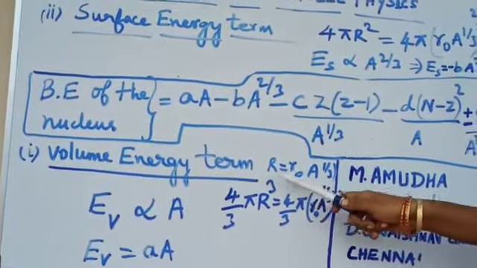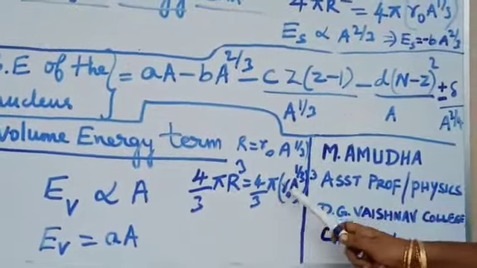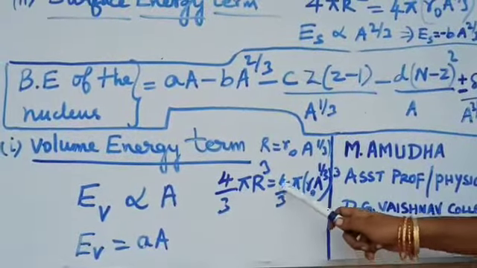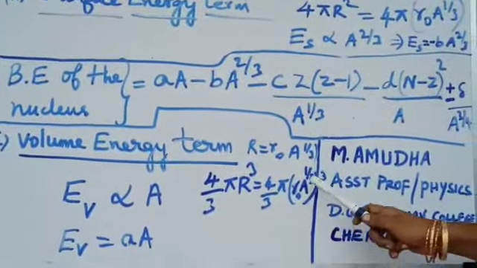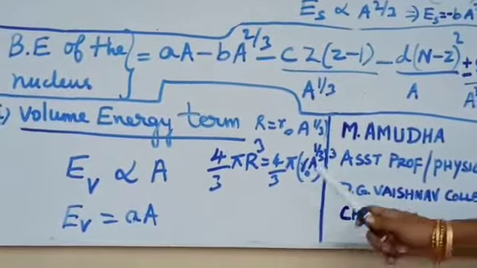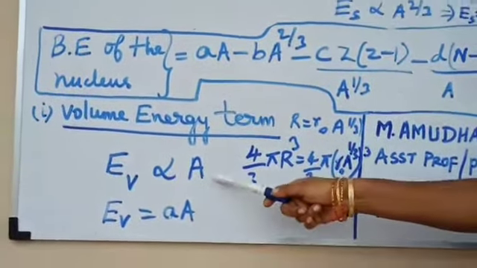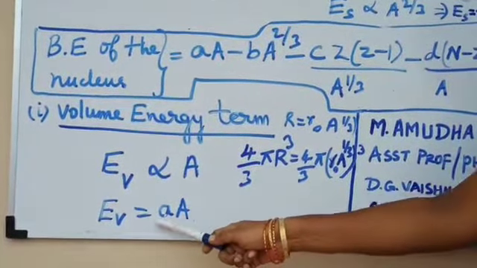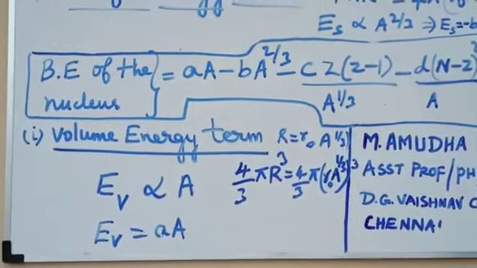Already you know the radius of the nucleus can be written as r naught A power 1 by 3. Substituting that here, this formula comes as 4 by 3 pi r naught cube into A. So the volume energy is found to be directly proportional to the mass number. So using the proportionality constant A, we can also rewrite the volume energy term as EV is equal to AA.